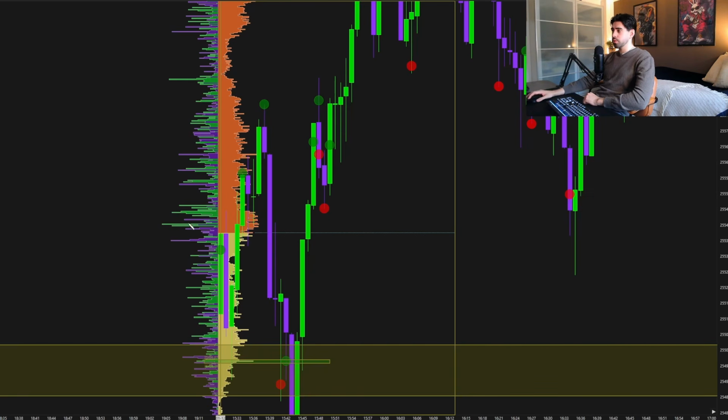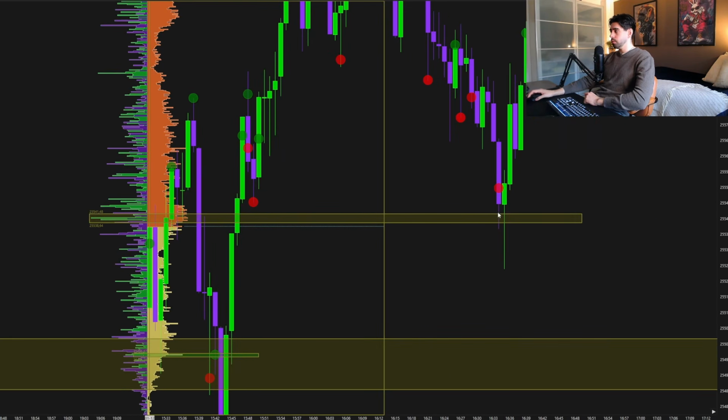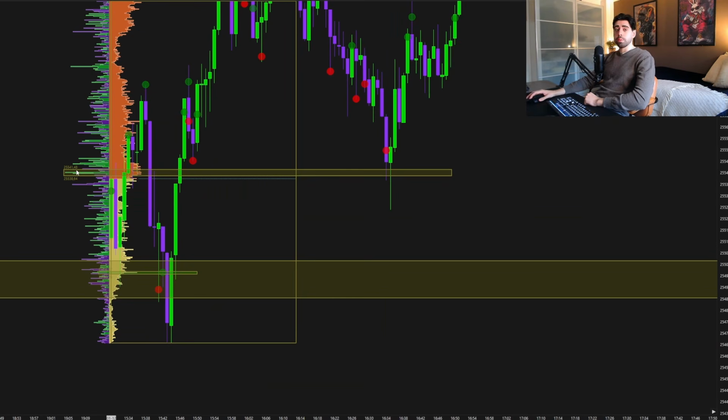Look at the delta profile. Where is the most significant buy aggression level? Well, here. And where does price react perfectly? Here. These are your sniper levels.